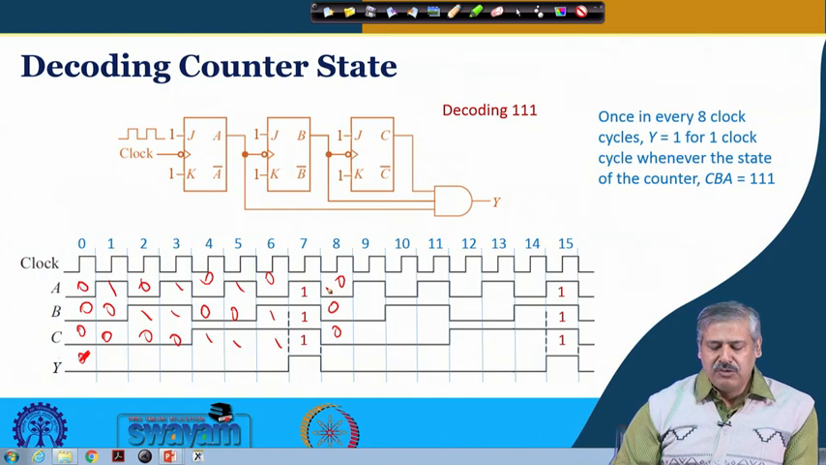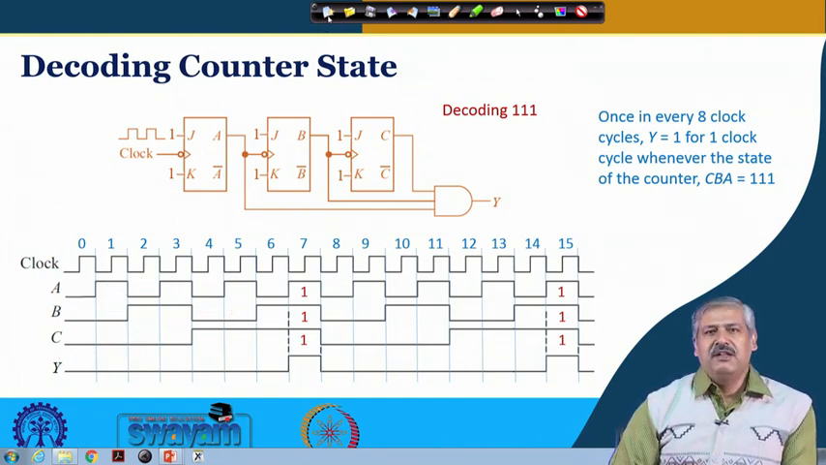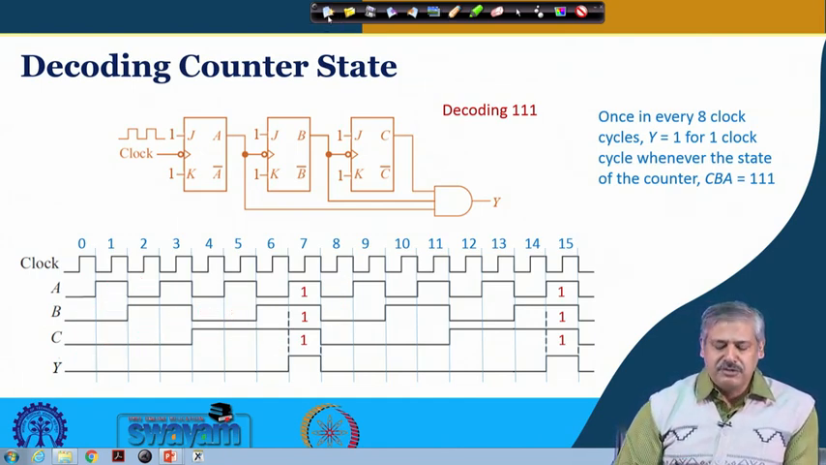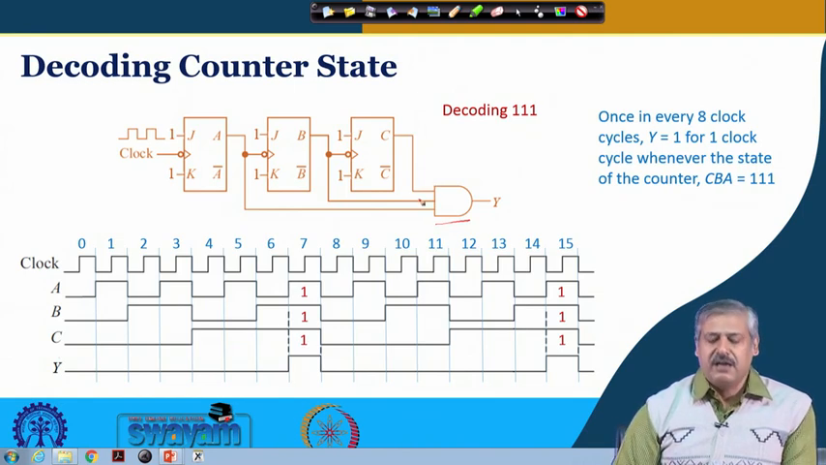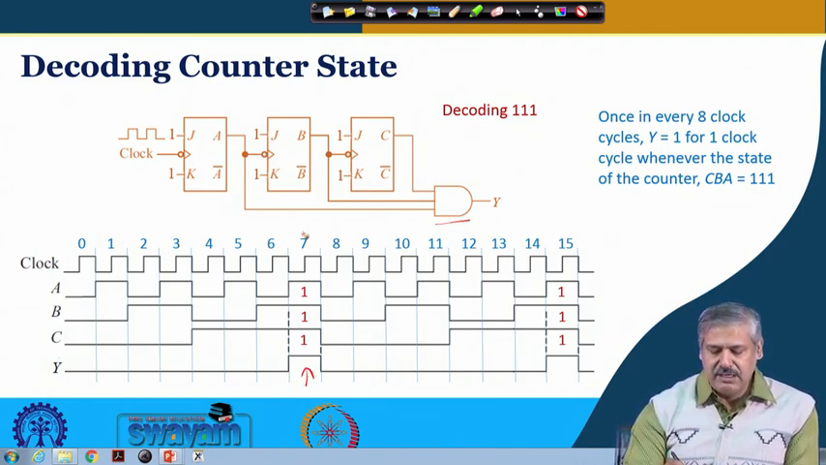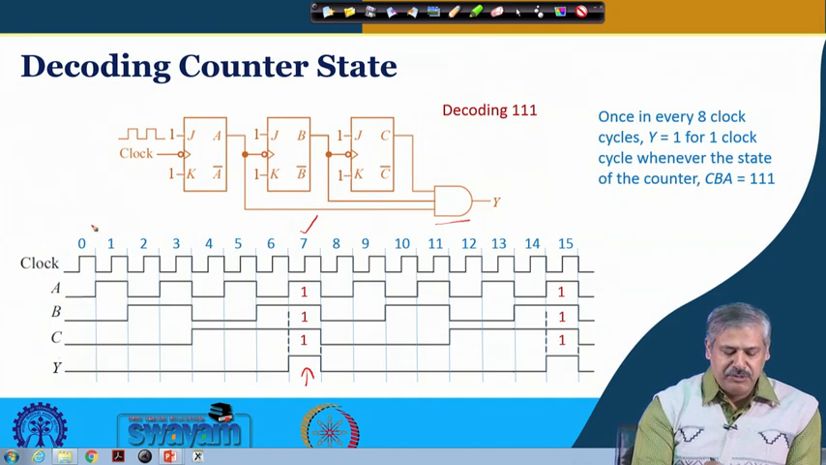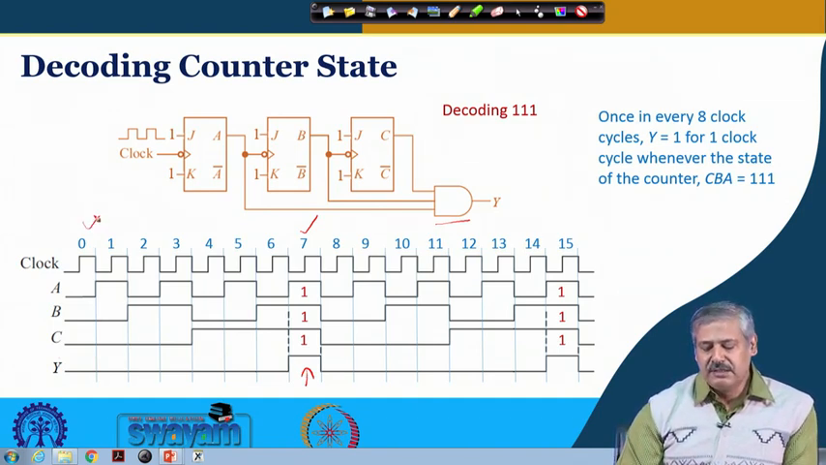So, in this example we are showing that a count of 7 can be detected by having a 3 input AND gate where A, B, C are connected in this manner, and when all of these A, B, C are high, as is the case over here at the 7th point, that is the 7th clock cycle, if we consider this as the 0th, then the output will go high for 1 clock period. Is it clear?